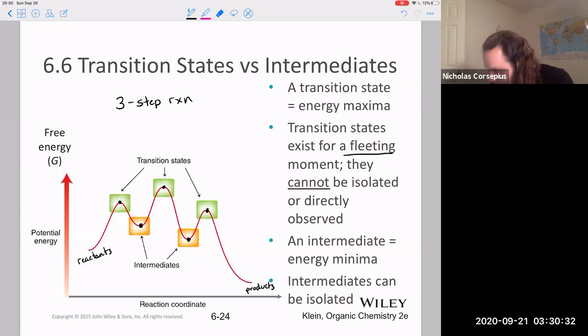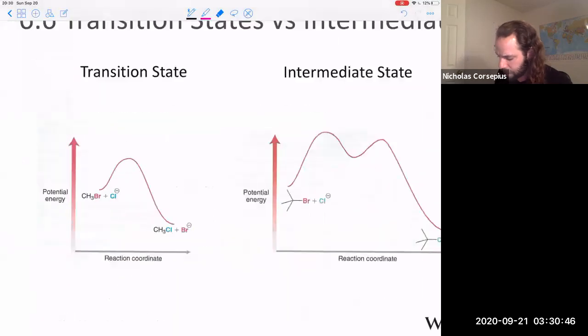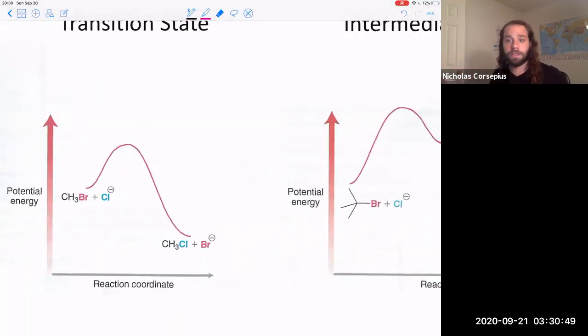All right, so first of all, being able to know that intermediates are local minima and transition states sit at the top, that's really important. Again, counting the number of steps given a free energy diagram, that's really important. Just to give specific examples of what a transition state would look like and what an intermediate would look like, let's take a look at 2 similar examples here.